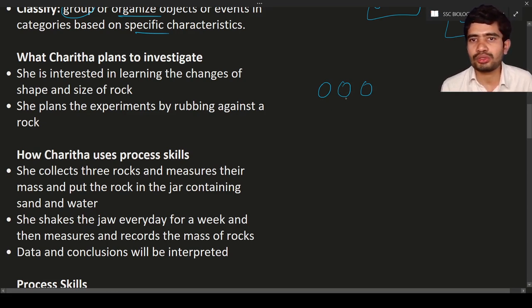So how is she going to use the processing skills? First she will take three rocks, first, second, and third, and put them in one container, one jar. She will pour in some sand and also water. Then she is going to shake it every day for 1 week, which means 7 days.